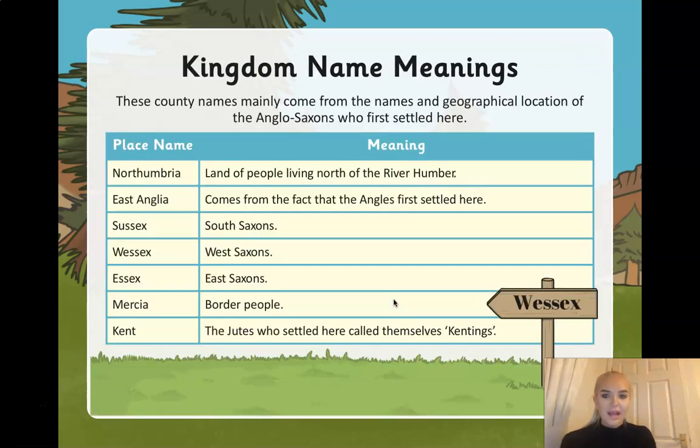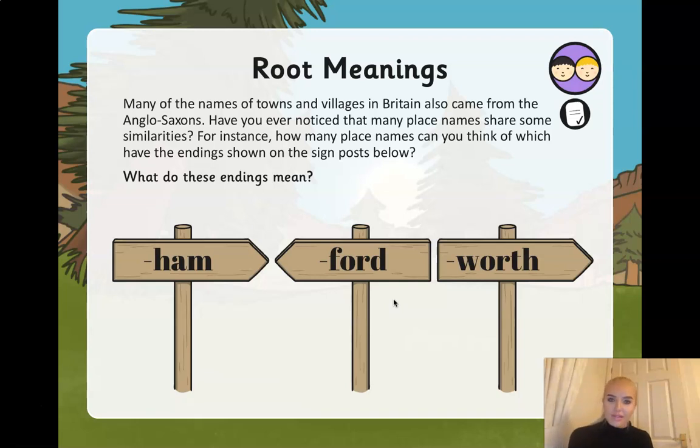Now, many of the towns and villages that we know in Britain today also came from the Anglo-Saxons. Have you noticed that many place names share some similarities, and actually they look pretty similar in how they are worded? I would like you to look at the following signposts. These have examples of some of the suffixes in some of our well-known towns and villages in Britain today. I want you to think, how many place names can you think of with the ending of ham, with the ending of ford, with the ending of worth? Pause the video and have a think, please.